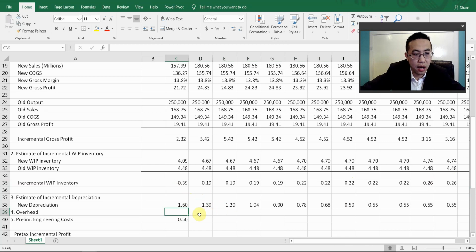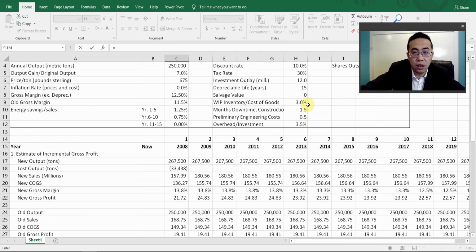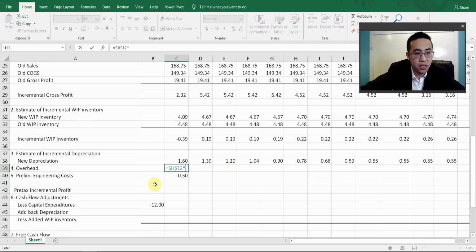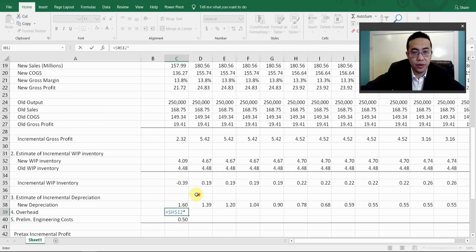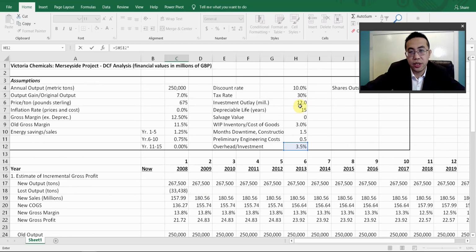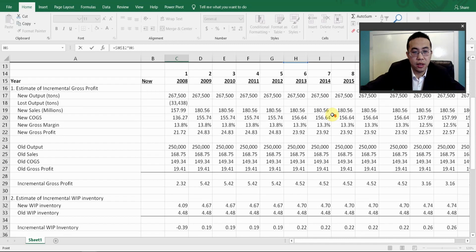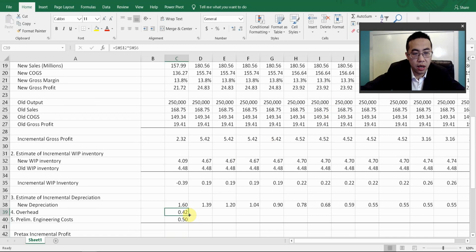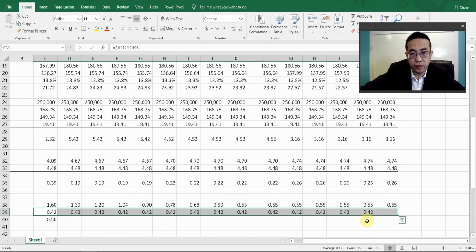Okay, and for the overhead cost, it is 3.5% given to us. Okay, make sure it's locked. Multiplied by the investment outlay. So the investment outlay is given here. That's 12 million pounds. We'll see 12 million pounds right here, but I can just use the number here. So keep it locking. Okay, and then drag it all the way. So that's 0.42 millions of pounds.